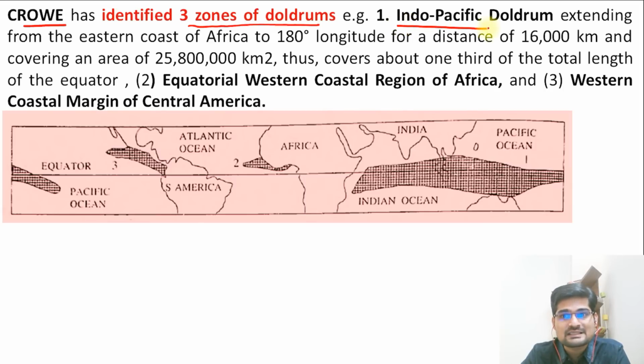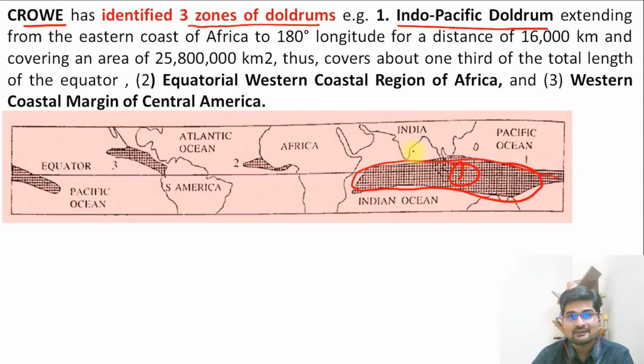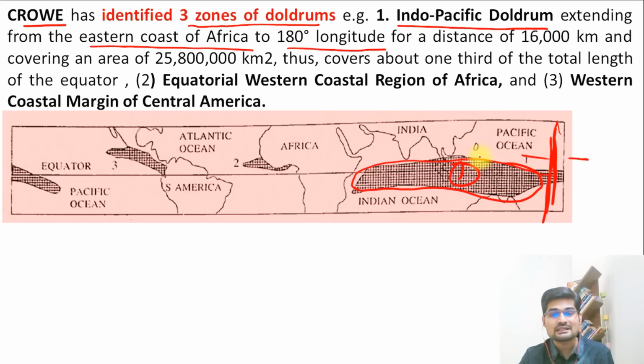So first is called the Indo-Pacific doldrum. If you look at the Pacific Ocean and Indian Ocean, this particular zone is known as the first doldrum belt. It extends from the eastern coast of Africa to 180 degree longitude. Remember that 180 degree longitude which divides the time, right? That is the international date line, and that is the demarcation here for the first zone.